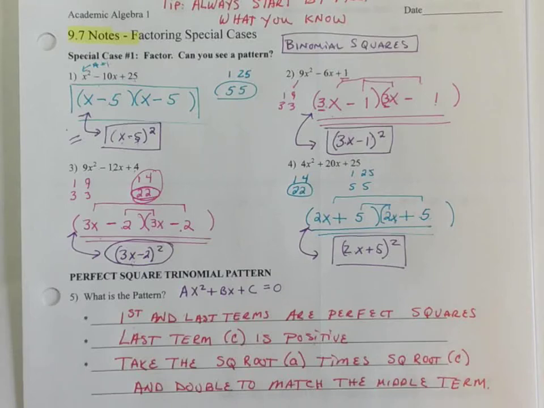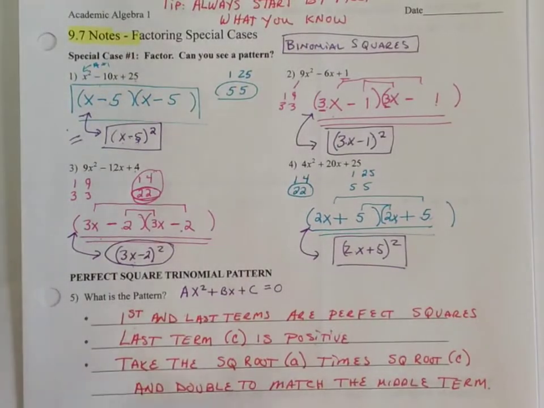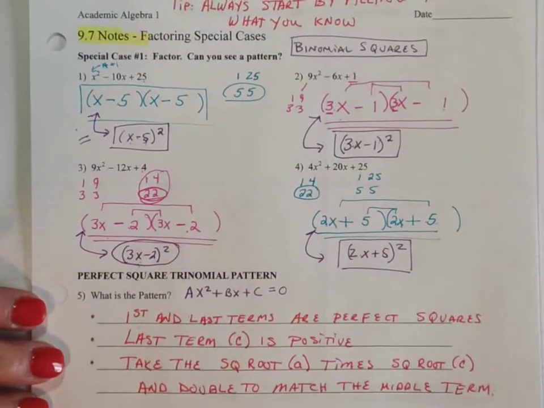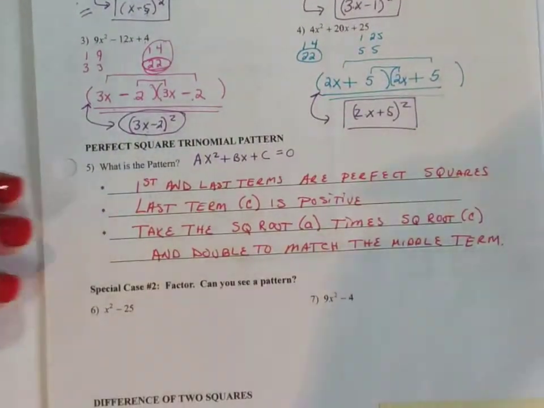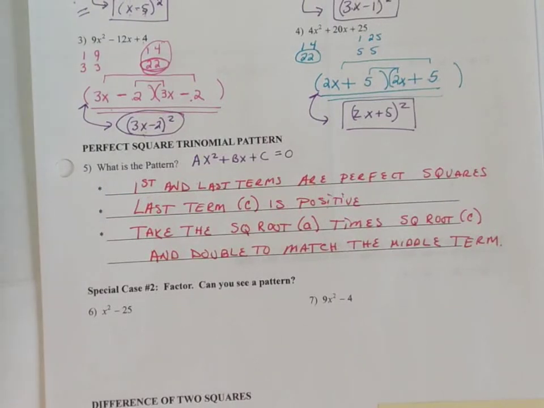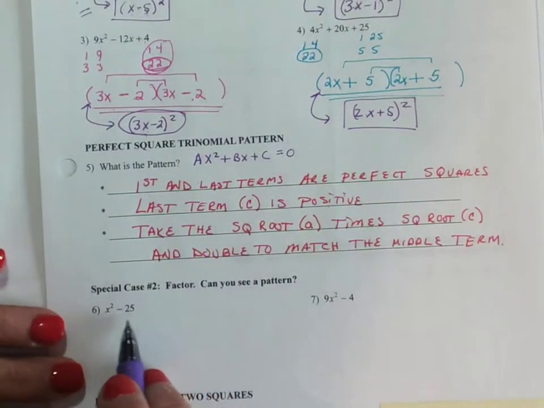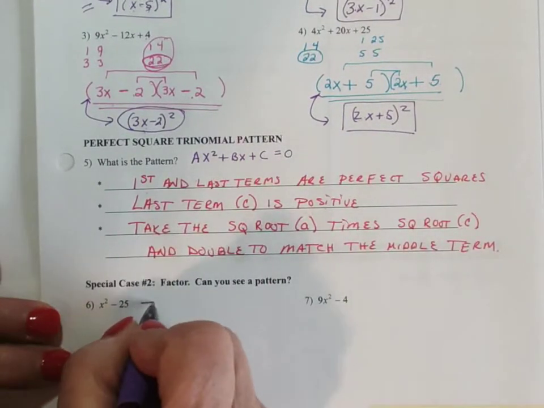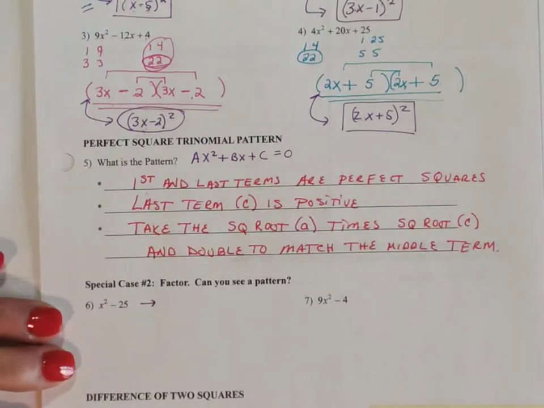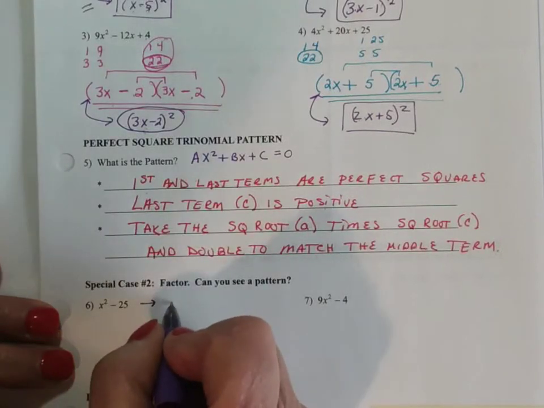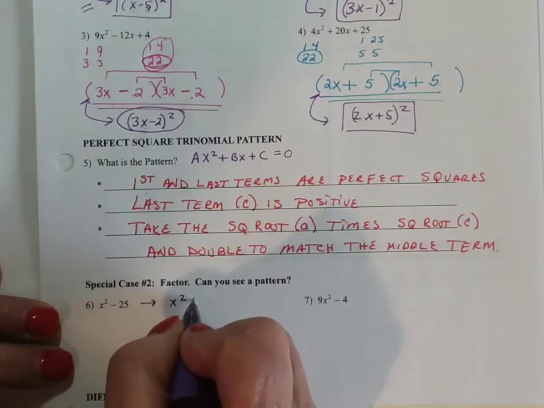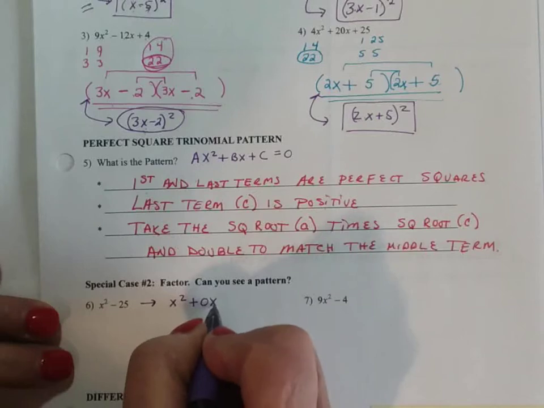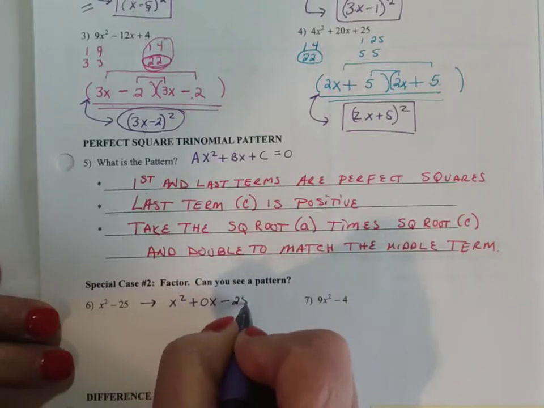All right, so that's the first pattern we're looking at. The second one is, okay, I only have 2 terms here. So this can be written x squared plus 0x minus 25.